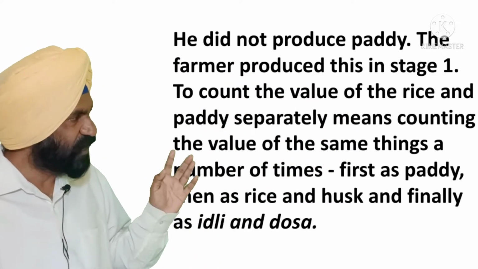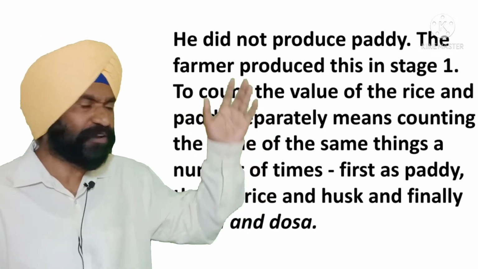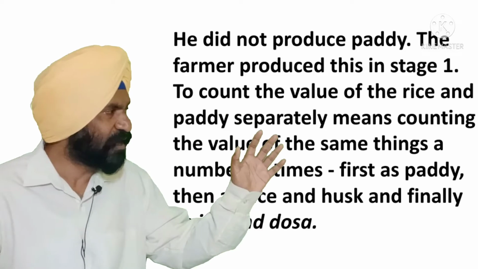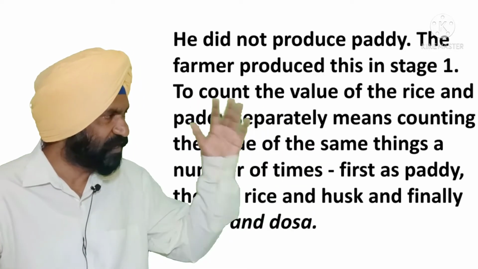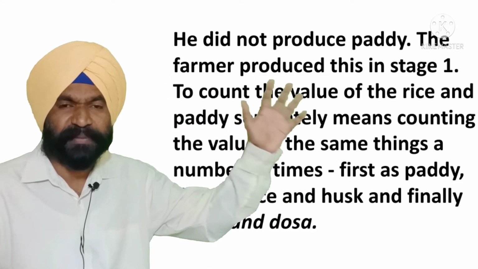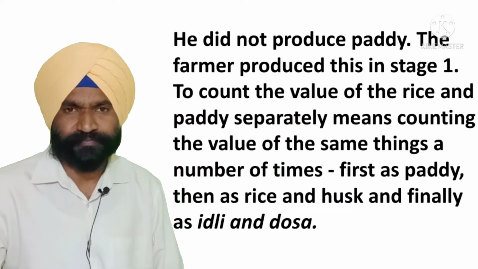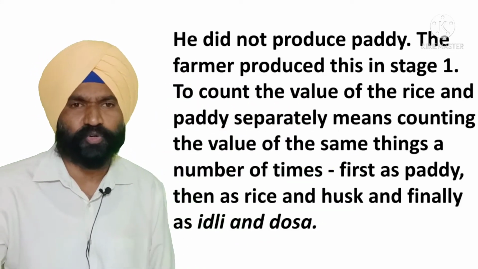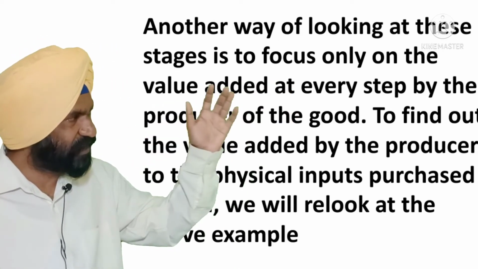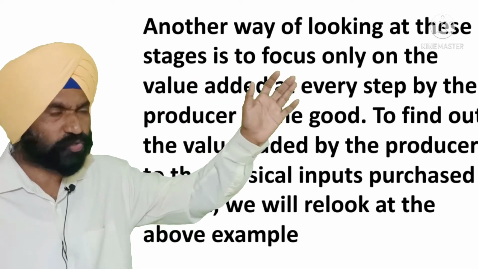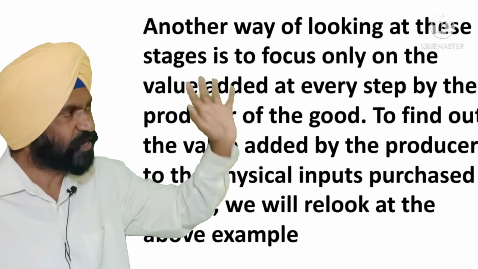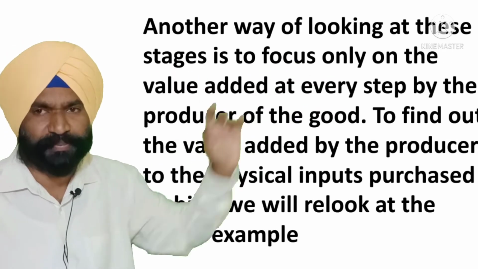First as paddy, then as rice, husk and finally as idli and dosha. That means that we are adding the value of the paddy, the value of the rice, the value of the idli, dosha. So that means that we are doubling the value. So it is not the correct thing to do. Another way of looking at these things in stages is to focus only on the value added at every step. So we have to take into consideration the value at every step.